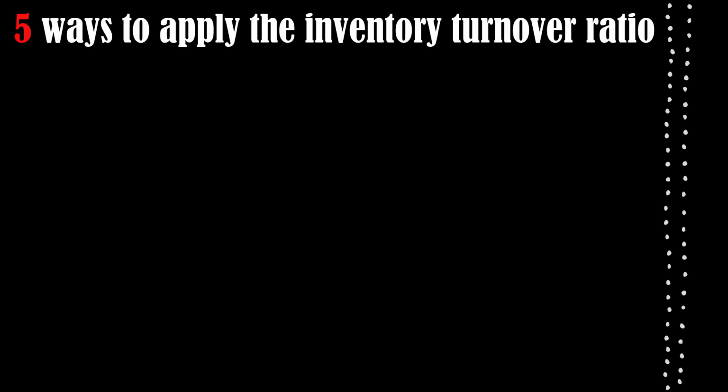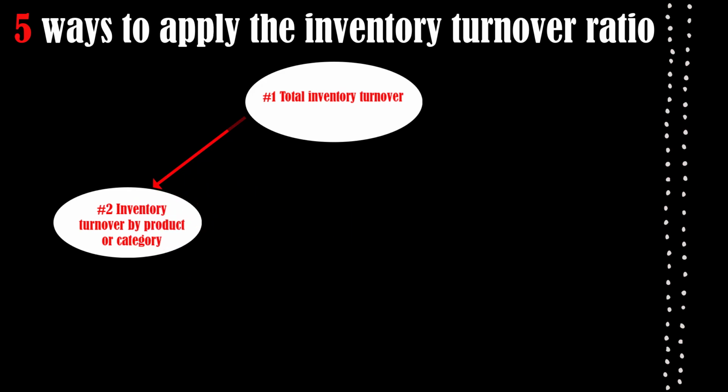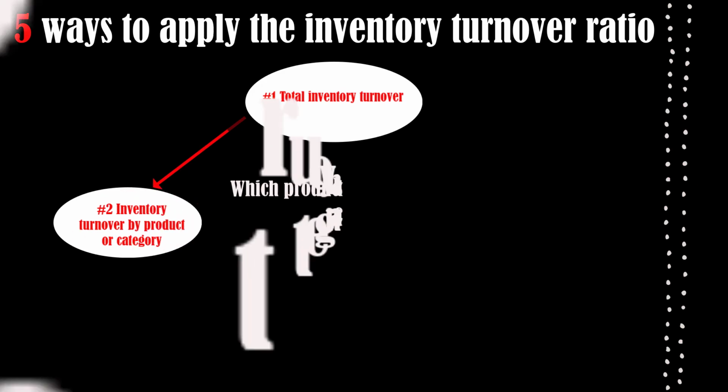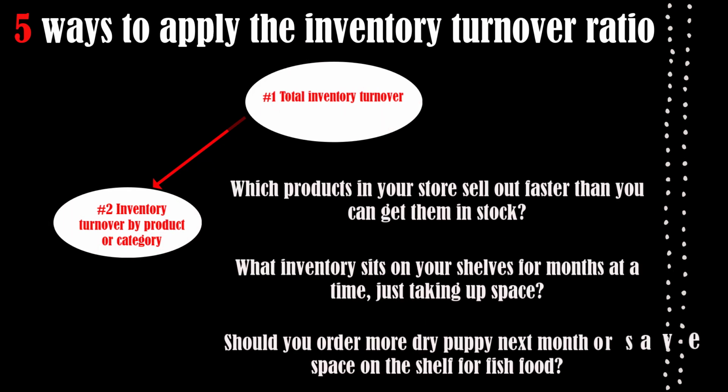That's why it's important to dig further into particular sections of your business to consider exactly how inventory moves through your business. Number 2, inventory turnover by product or category. Which products in your store sell out faster than you can get them in stock? What inventory sits on your shelves for months at a time, just taking up space? Should you order more dry puppy food for next month or save space on the shelf for fish food?